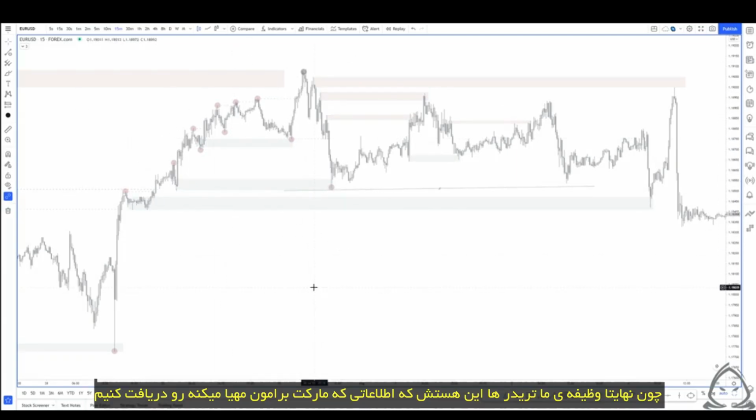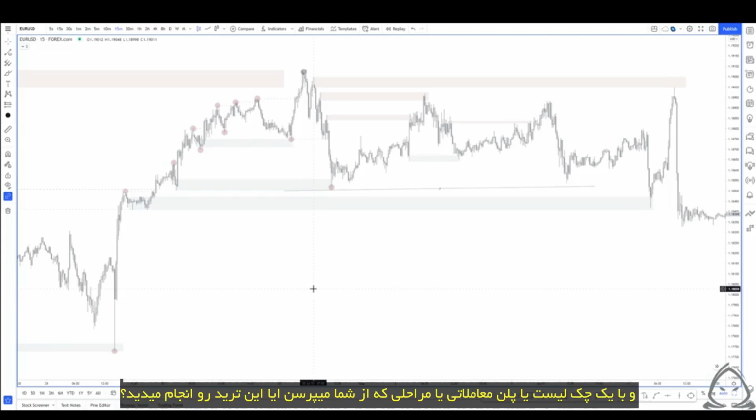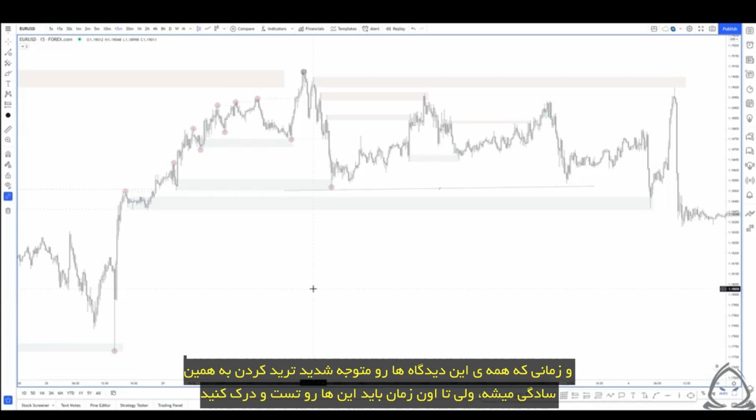Because at the end of the day, our job as traders is to take the information that the markets provide us, frame up pros and cons to particular trade ideas, and run it through a checklist or trading plan or series of steps that say, will I take this trade? Yes. Or will I take this trade? No. And that's as simple as trading ends up being once you have all of these concepts under your belt.